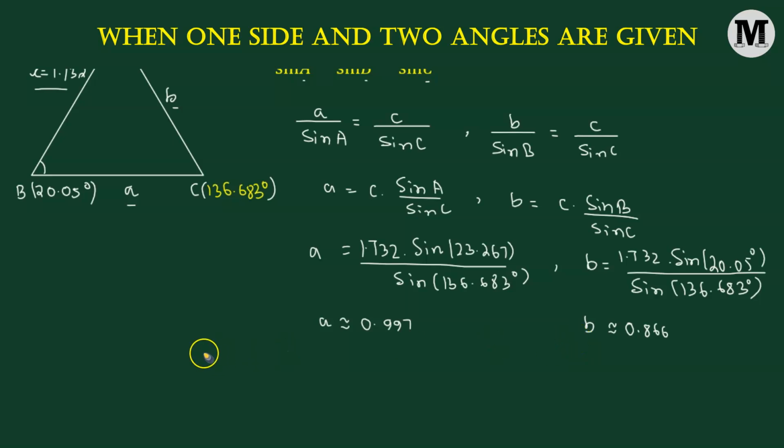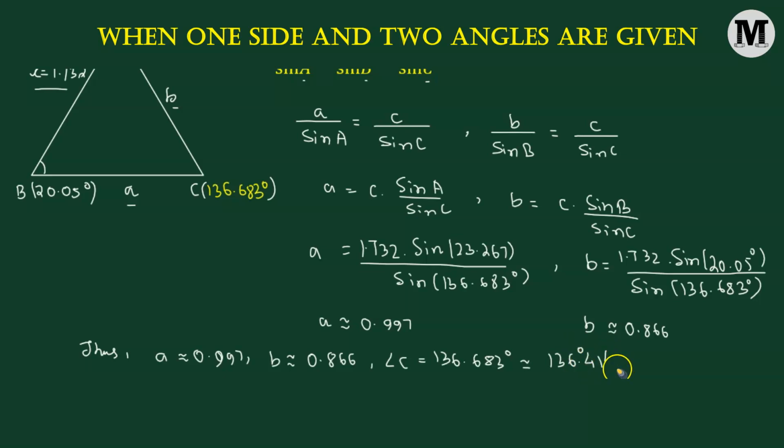So here we have successfully obtained everything. Thus the side a has a length of 0.997 units, b has a measure of 0.866 units, and angle C came out to be 136.683 degrees, or we can convert it to minutes: 136 degrees and 41 minutes.